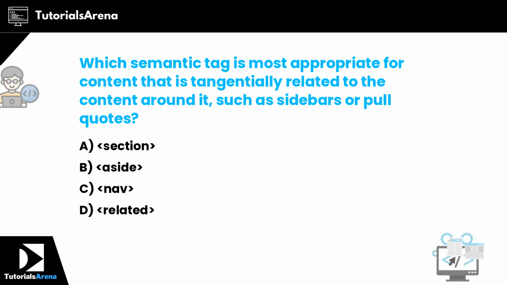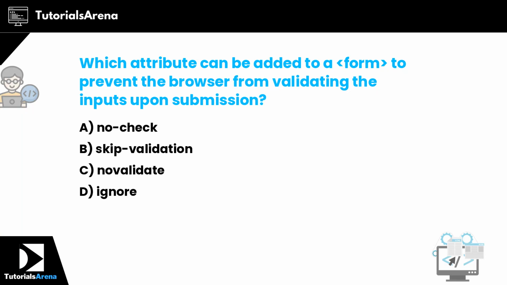Which semantic tag is most appropriate for content that is tangentially related to the content around it, such as sidebars or pull quotes? The correct answer is option B, aside. Which attribute can be added to a form to prevent the browser from validating the inputs upon submission? The correct answer is option C, novalidate.